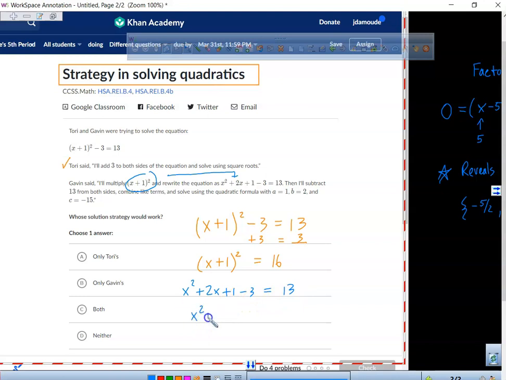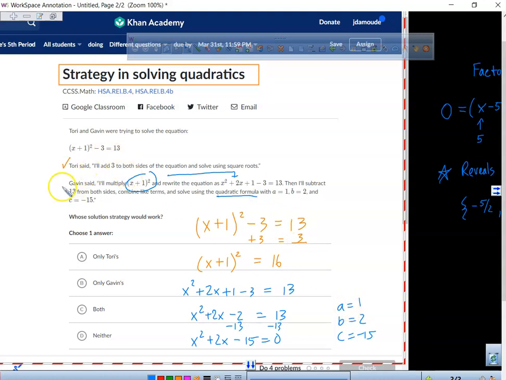Now, if we write it, let's see what we got here. 1 minus 3 is what? Negative 2. If we subtract 13 from both sides, we get x² + 2x − 15. If you subtract 13 from this side, you subtract 13 from that side. So here's our equation. What's my a value of this? 1. What's my b value? 2. And my c value is −15. a is 1, b is 2, and you could definitely use the quadratic formula.